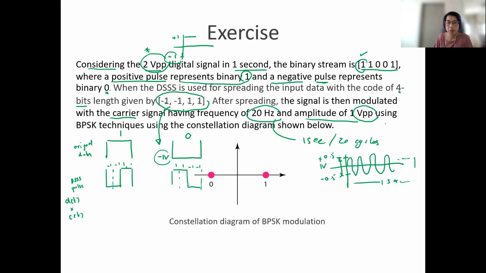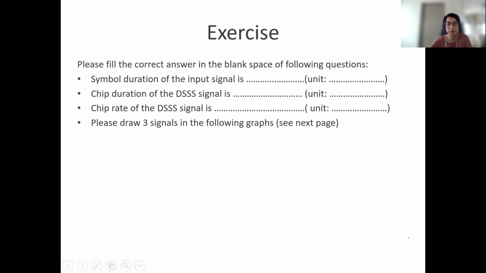And then it mentioned modulating this sine wave using the BPSK technique, using the constellation diagram here. So after you convert the data sequence to chips, the chips will be modulated using BPSK with this constellation. Bit 1 represents phase 0, and this is 0 degree and 180 degree. We can represent this also as 1 volt and -1 volt. All right, okay, let's do it together.